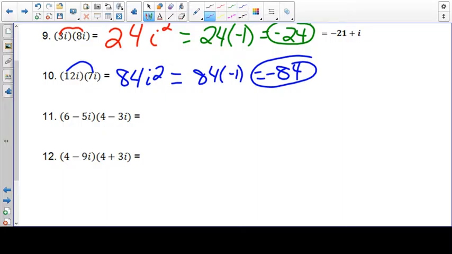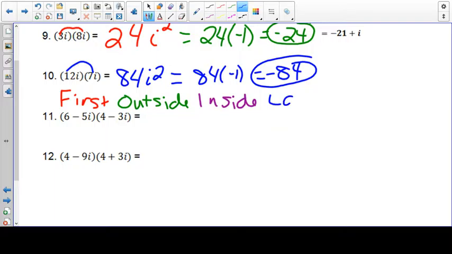Now, these next two are a little bit more intense. As you notice, they have the FOIL stuff. So remember, FOIL was first, outside, inside, and last. So I'm going to have my first times my first. So 6 times 4, which is 24.